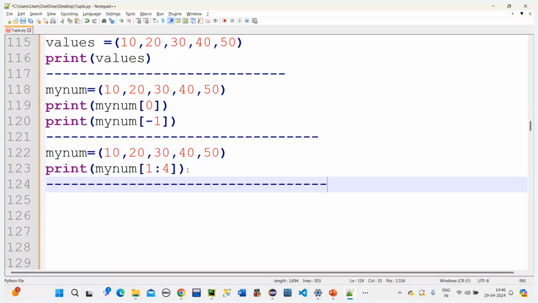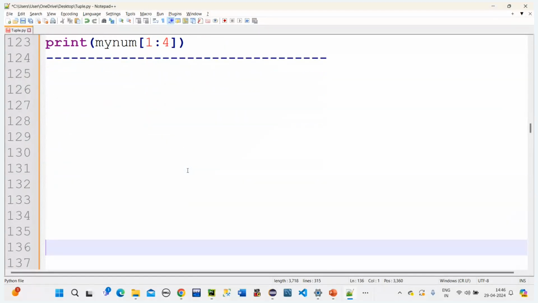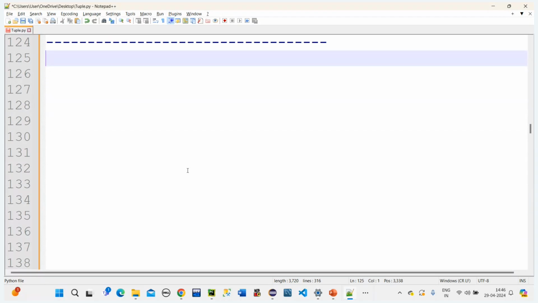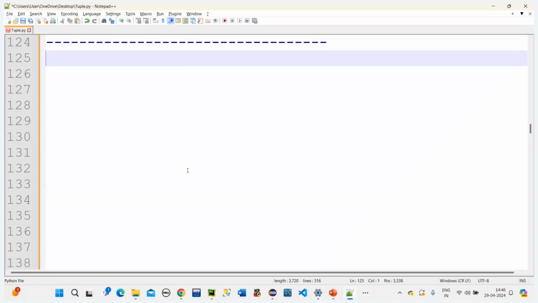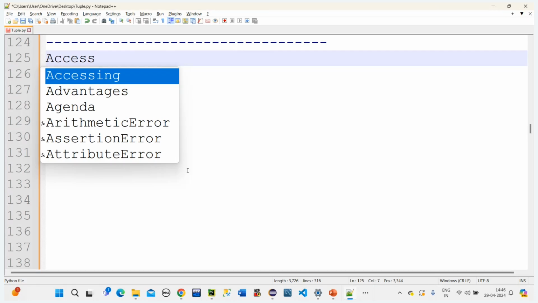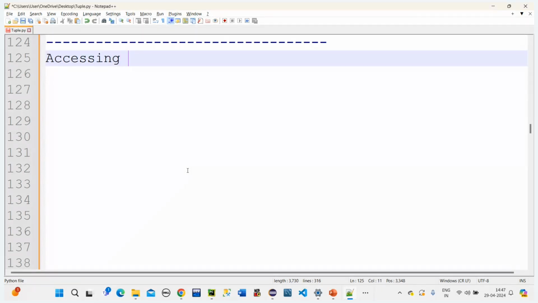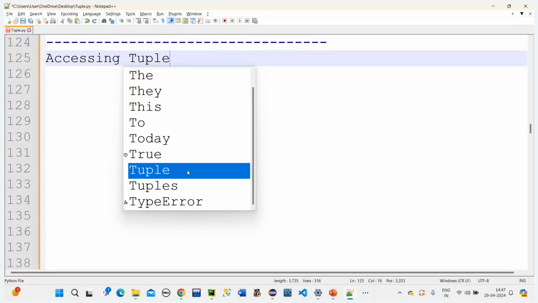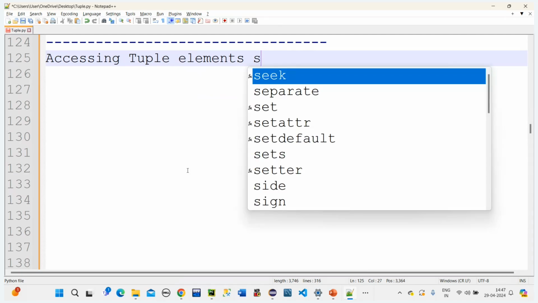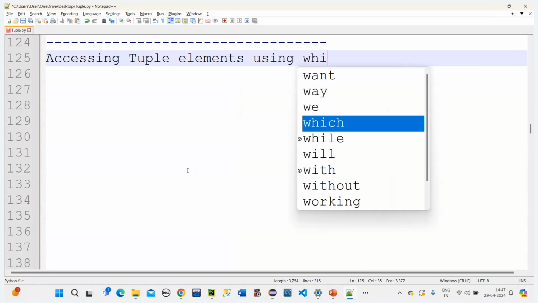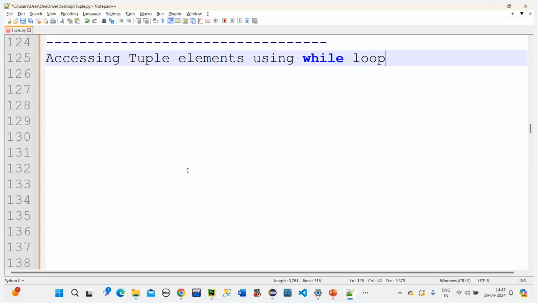Now let's see how to access elements with the help of loops. What loops are available in Python? If is a conditional statement, right? The loops are for and while. Accessing tuple elements using the while loop.